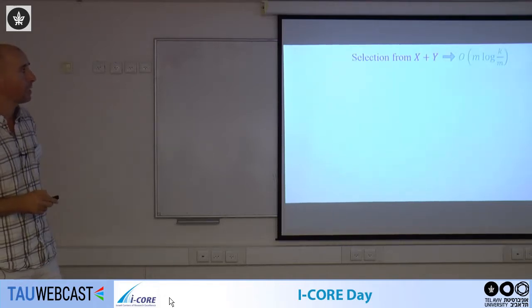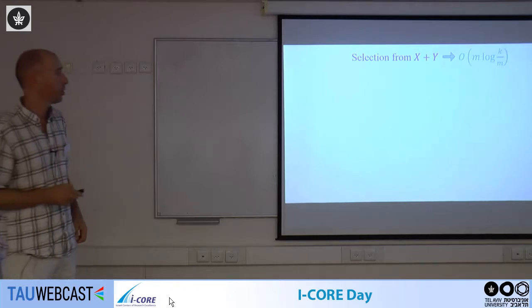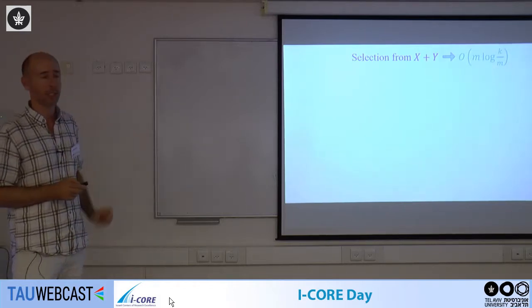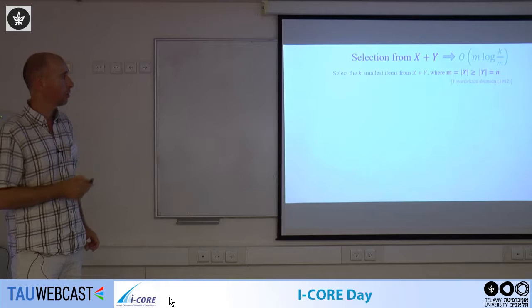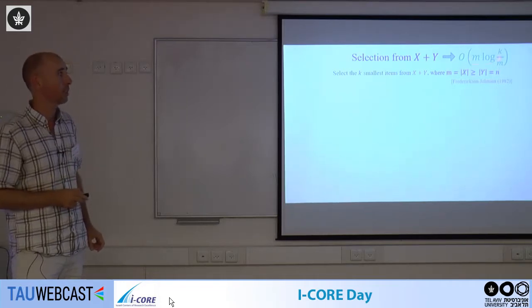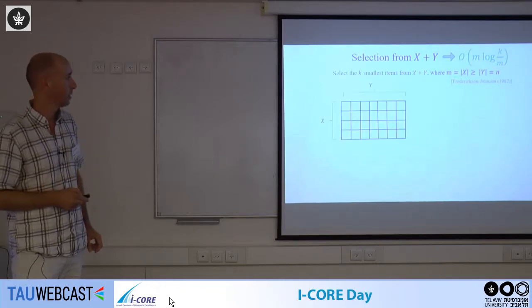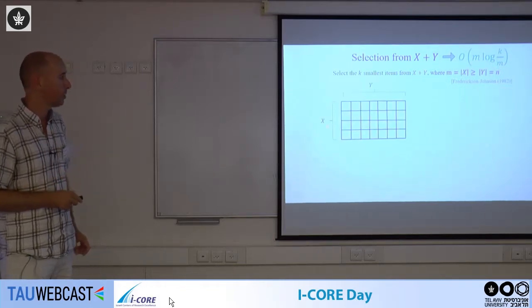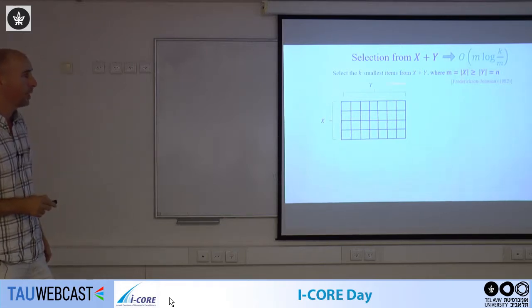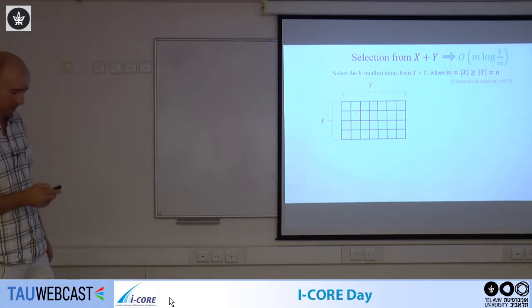And then the last example that I mentioned is the selection from X plus Y sets. For this, Fredrickson and Johnson gave the same running time, m log k over m, where m is the larger of the two sets. We can view it like this: we have the two sets X and Y, and every entry is a sum of a certain element from Y and a certain element from X.